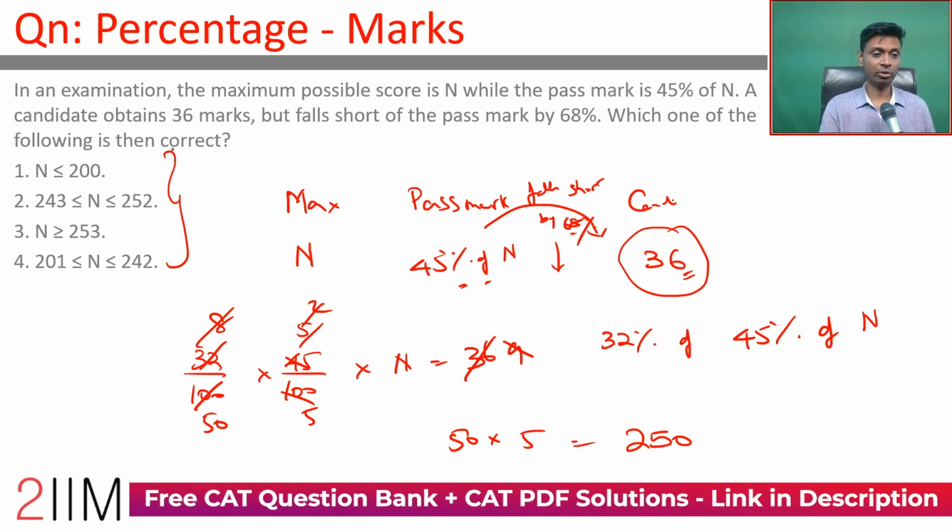So these choices should be much simpler. It's not less than or equal to 200. It does lie between 243 and 252 inclusive. It's not this. It's not this. N is equal to 250.